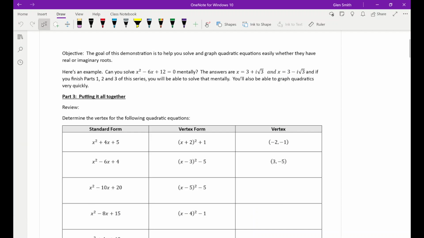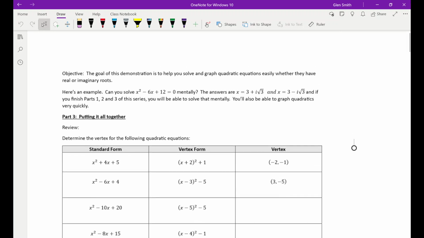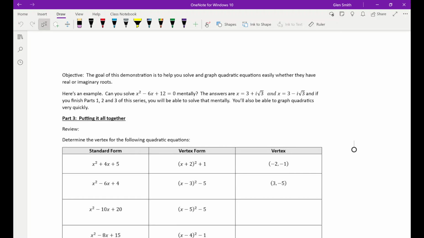Okay, welcome back to the very last part of our trilogy here. The Return of the Jedi of solving quadratics mentally, if you will. Just as exciting. We're going to put it all together. That's what I'm calling this.